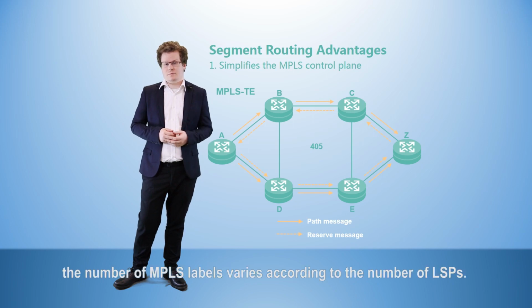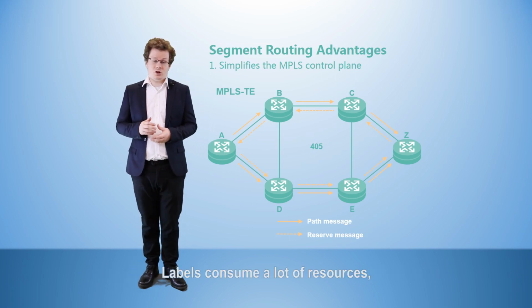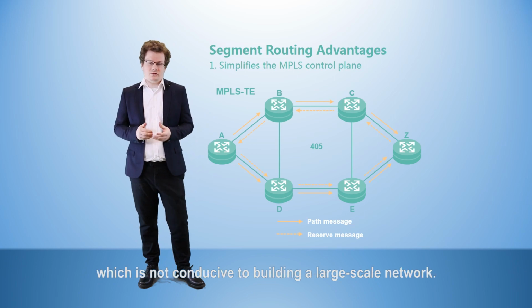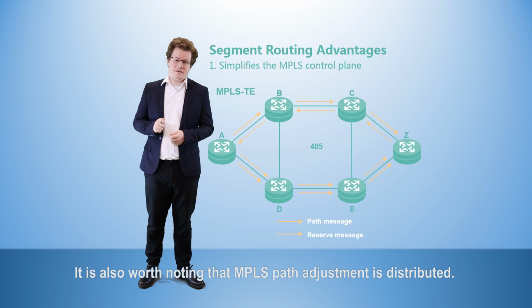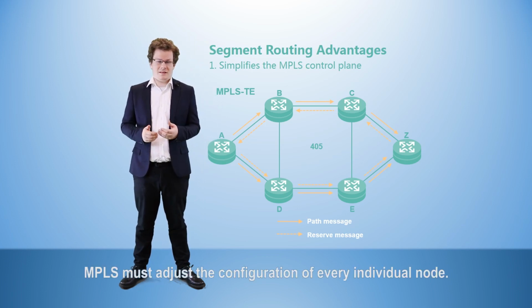Additionally, the number of MPLS labels varies according to the number of LSPs. An increase in the latter leads to an increase in the former. Labels consume a lot of resources, which is not conducive to building a large-scale network. It is also worth noting that MPLS path adjustment is distributed. If a service changes, MPLS must adjust the configuration of every individual node.